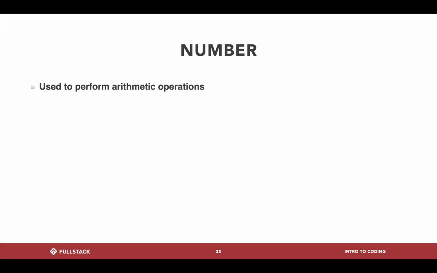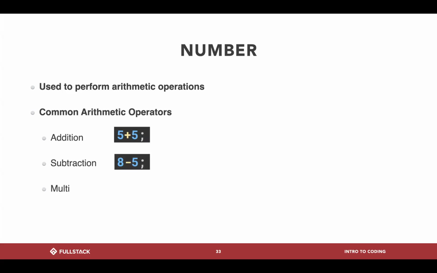So a number. Numbers are used to perform arithmetic operations, right? So addition, subtraction, multiplication, division. We can do 5 plus 5. We can subtract, multiply, divide. Numbers can perform these operations.